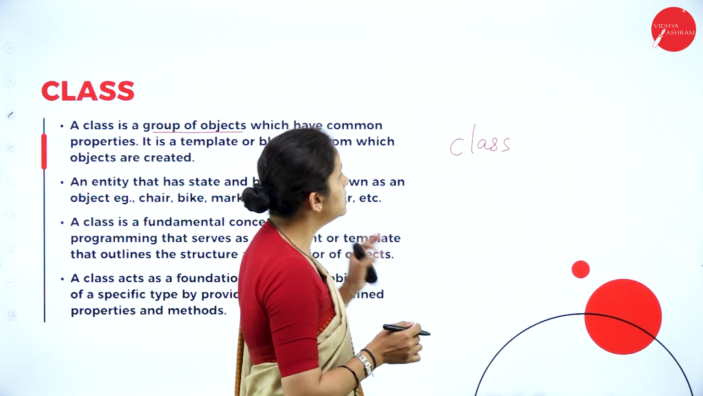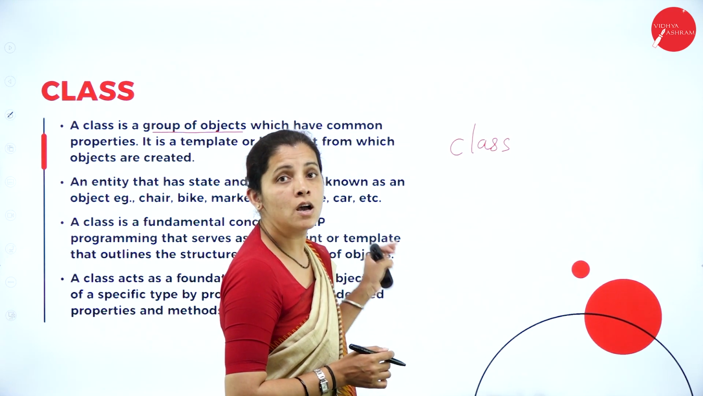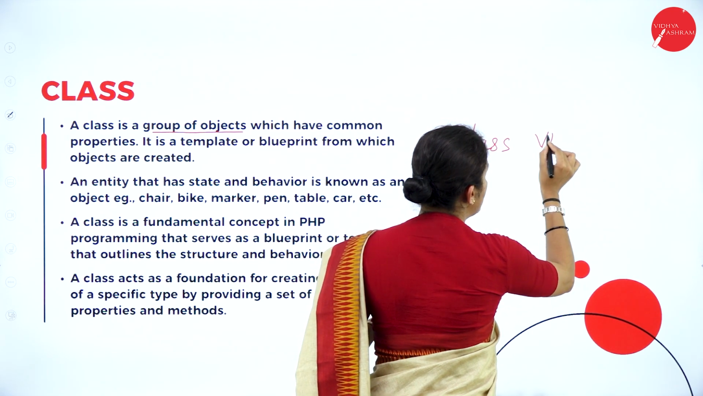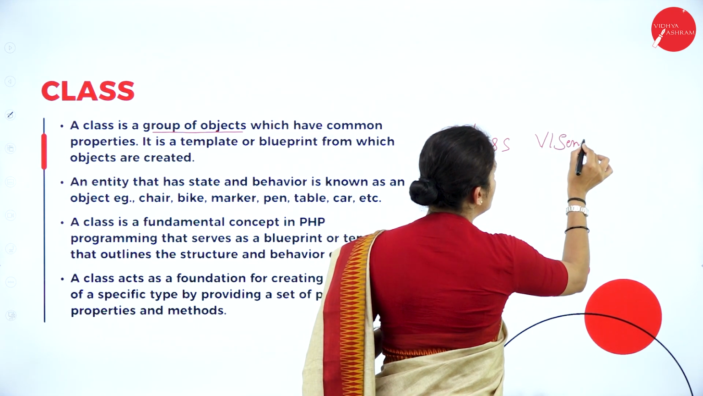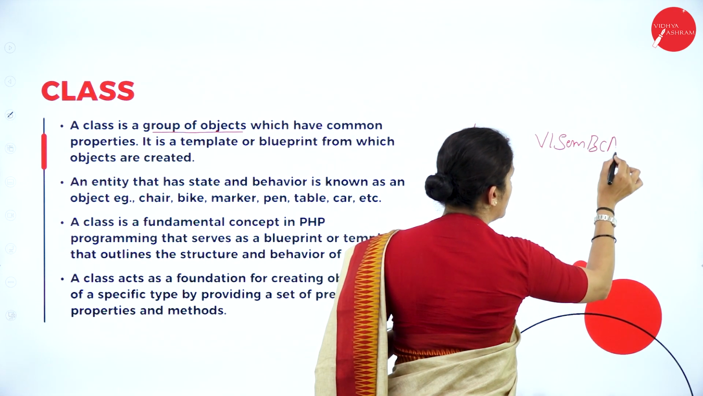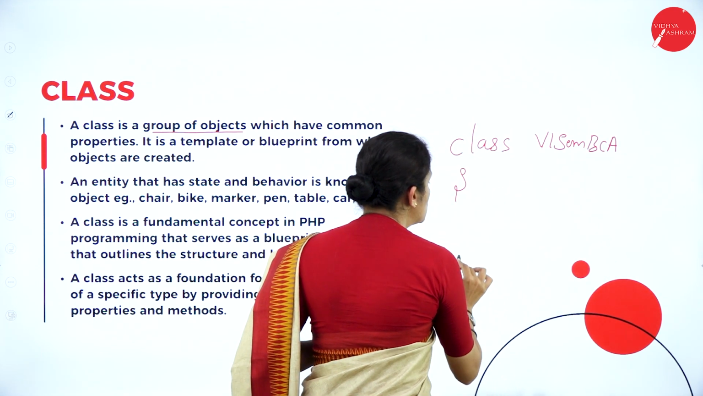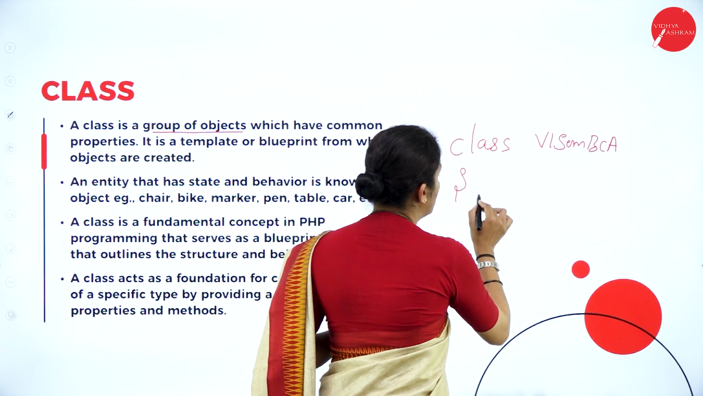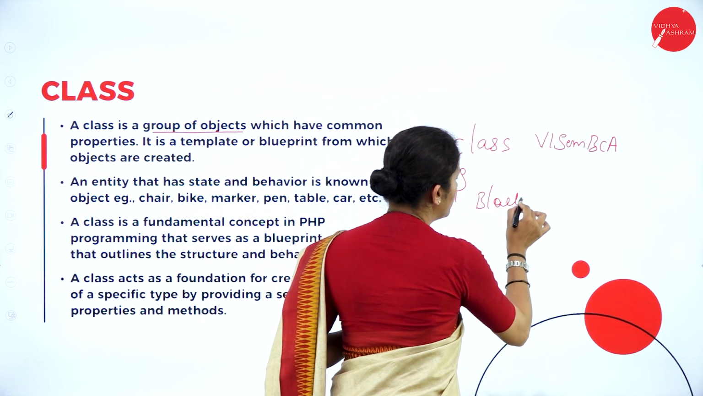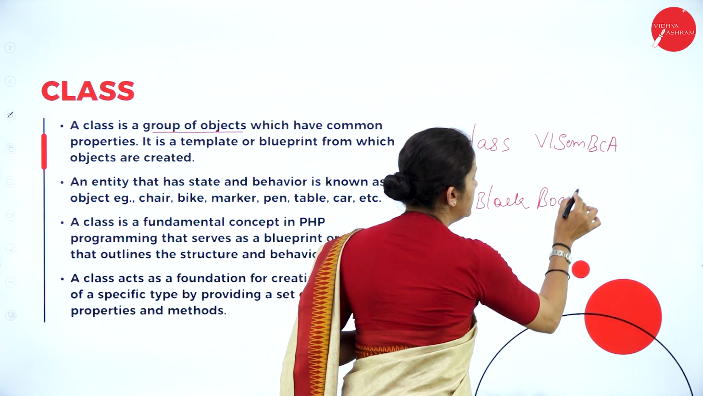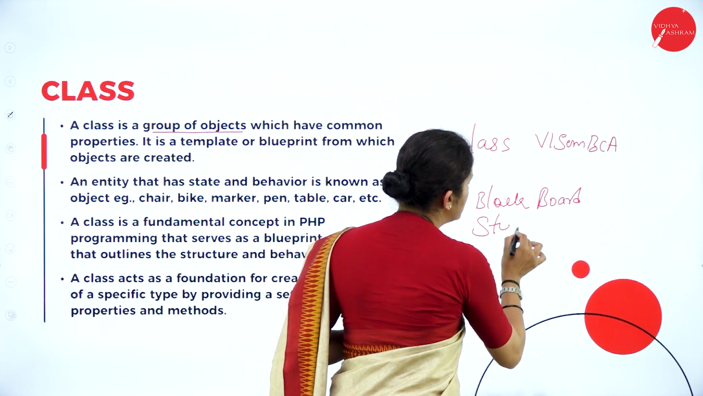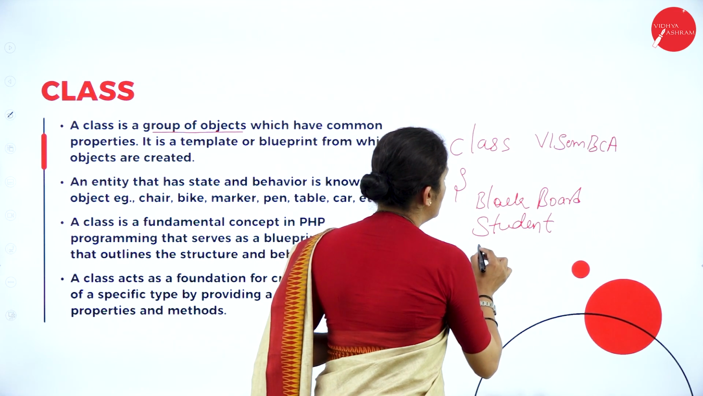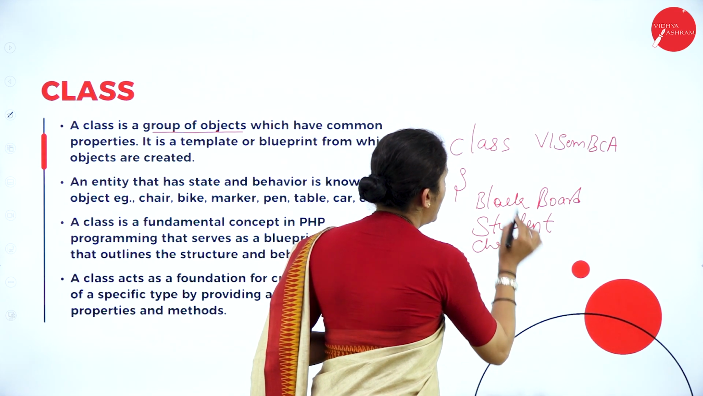Now, think that I'm taking the class for 6th sem B.Ca. If I consider the classroom, what are the things I have? I have the blackboard. Then I have the students. Then along with student, I have the chairs as well as benches.